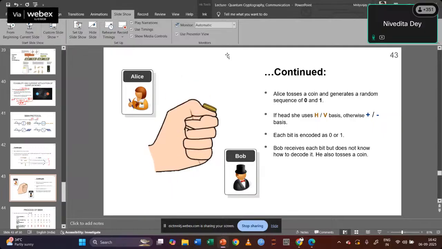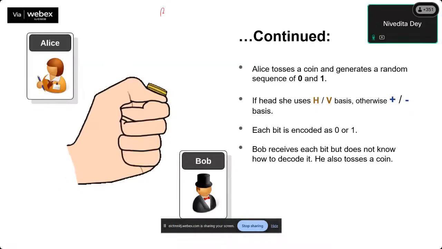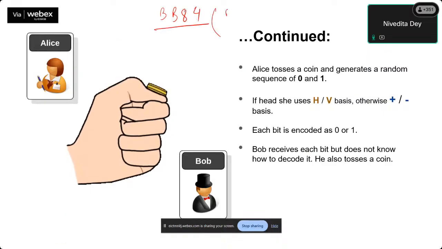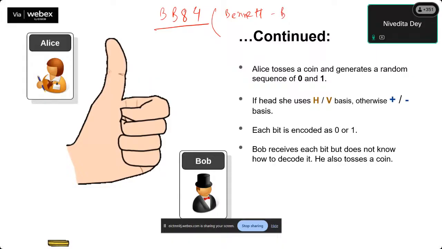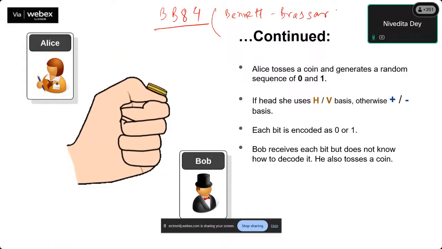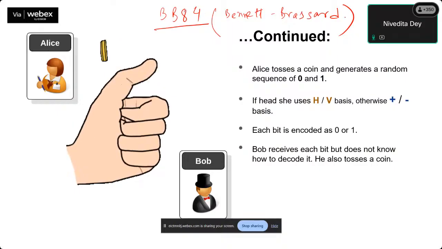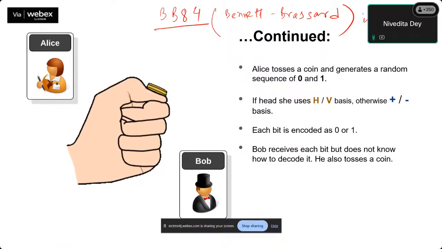So the BB84 protocol is by Bennett and Brassard, in 1984. This was actually invented by them.